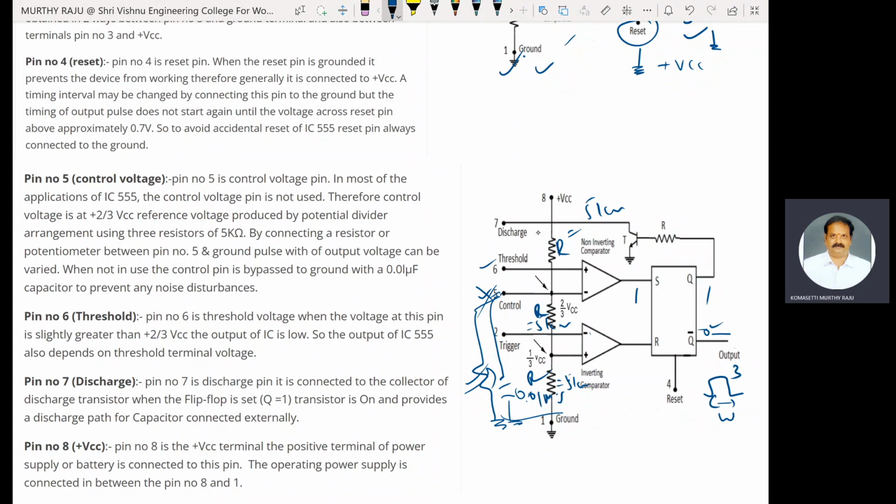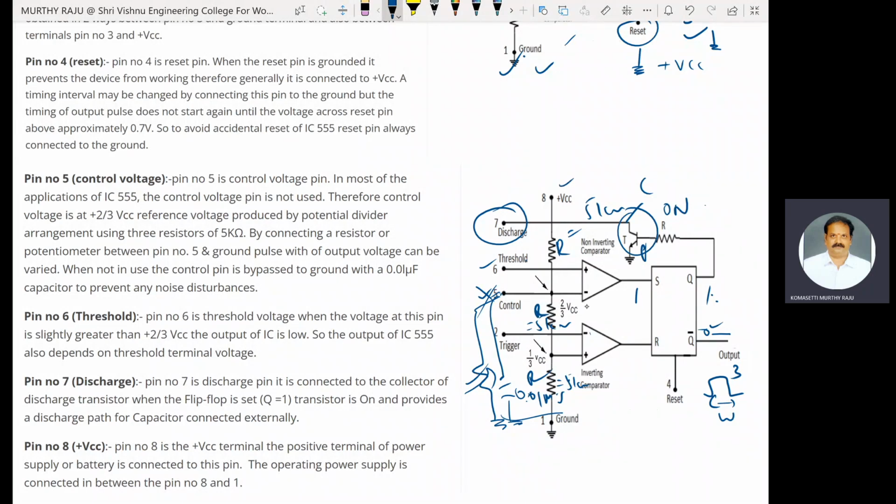Pin number 7, discharge, very important. Pin number 7 is the discharge pin. It is connected to the collector of the discharge transistor. When the flip-flop is set to 1, the transistor is on because the base is positive. The high value drives the transistor into the on condition, moves it towards the saturation region, and provides a discharge path for the externally connected capacitor.